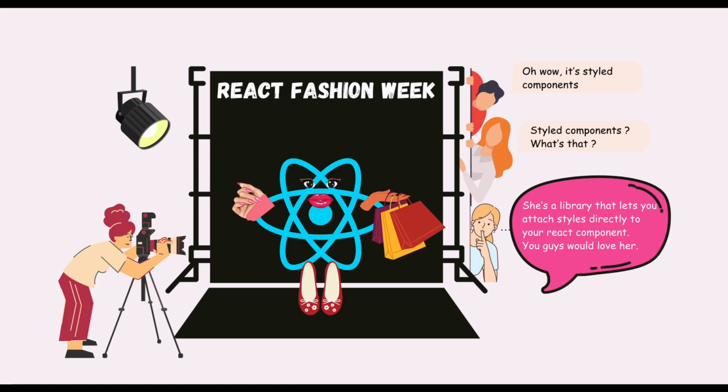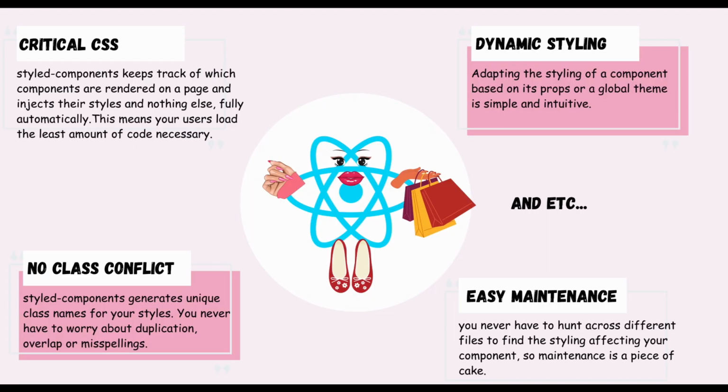So, what's Styled Components anyways? Styled Components, to keep it short, uses a technique called CSS in JS. And what this lets us do is attach our CSS styles directly to our React components. So this way it results in a styled React component. And we're going to see more of that moving forward.